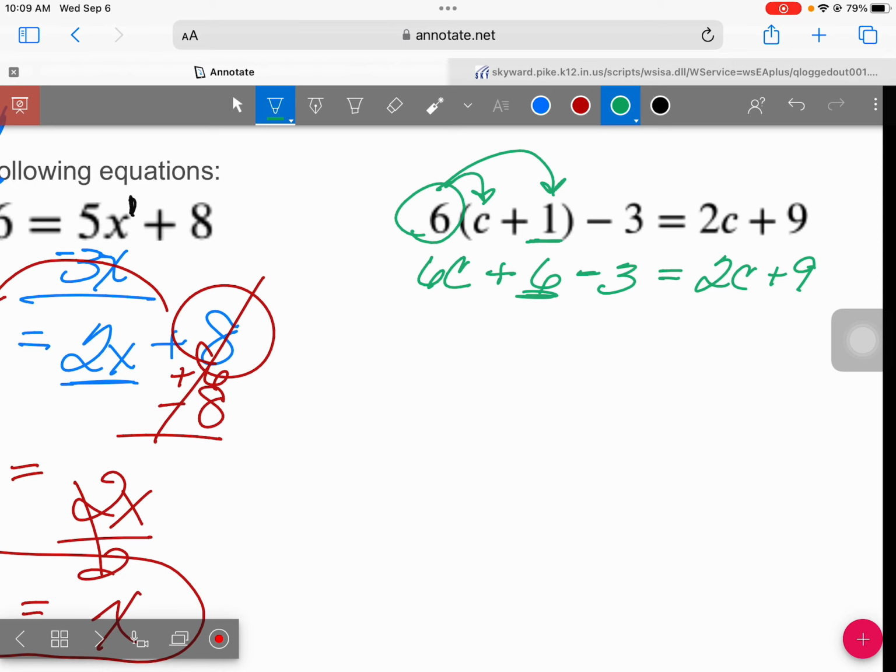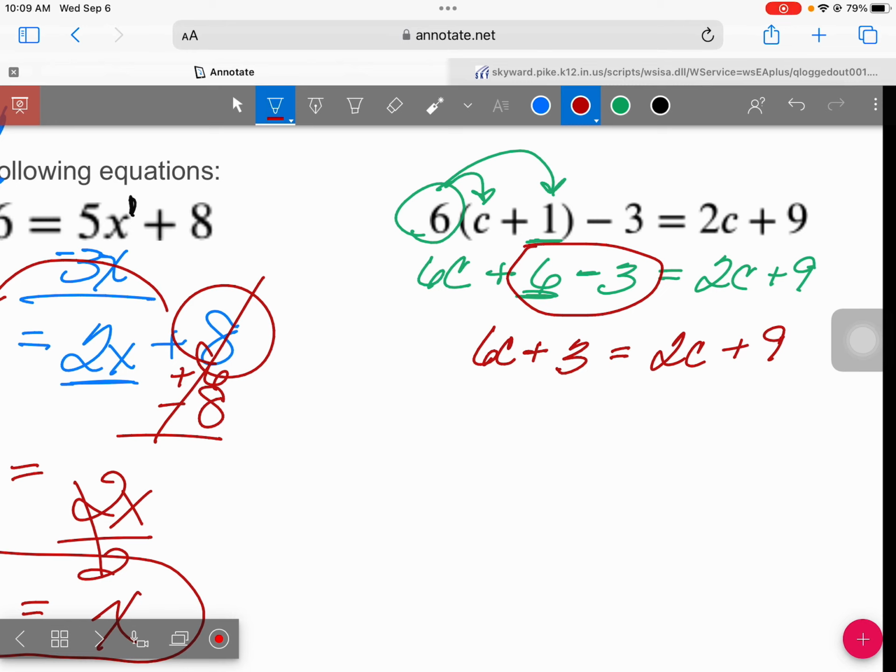Can I combine 2C and 9? No. Think of it as 2 cakes and the number 9. I can combine these two numbers right here, though. So 6 minus 3 is 3. And I get 6C plus 3 equals 2C plus 9.